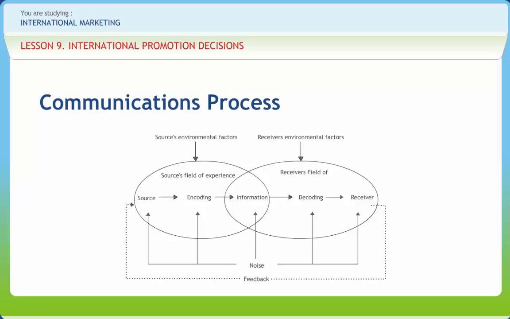The source can encode and the receiver can decode only through experience. The two large circles represent the field of experience of each party. If the two circles have common area, communication is relatively easy because both individuals have similar psychological and social attributes. The effective promotion message is thus one that is accepted as a part of the receiver's attitude and belief structure.